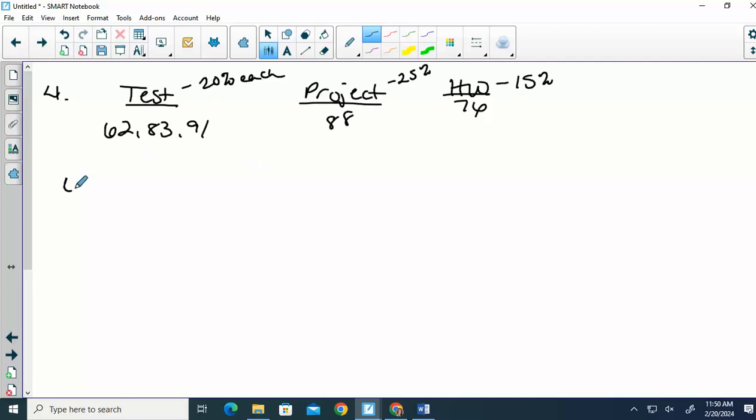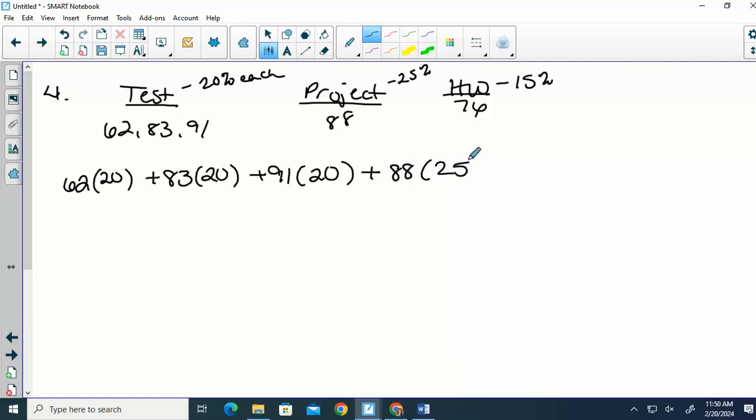So the first test is 62. What is the weight of that test? 20%. The next test is 83. What's the weight of that test? Next test is 91. The weight is? Right. Then we have a project with 88, and the weight of that is? And then our homework is 76, and the weight of that is 15.